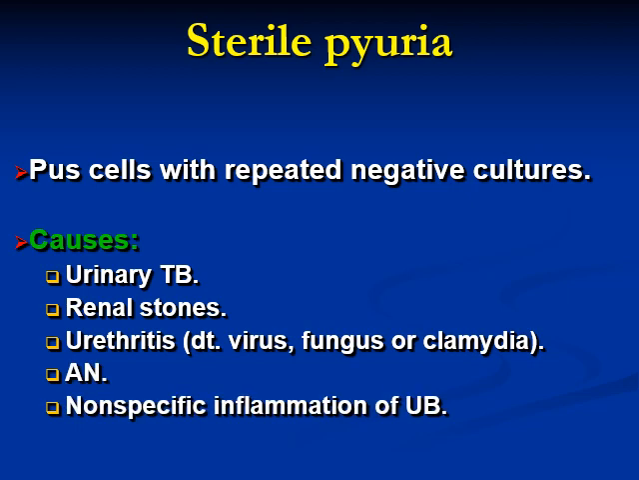The term sterile pyuria denotes that on microscopic examination of the urine, pus cells are found, but when a urine culture is done, it yields no organisms, and this is repeatedly found. The causes of sterile pyuria include the culture being done while the patient is on antibiotics, the presence of a urinary tuberculosis, the presence of renal stones, a urethritis that is caused by organisms other than bacteria such as viruses, fungi or chlamydia, analgesic nephropathy, and the non-specific inflammation of the urinary tract.